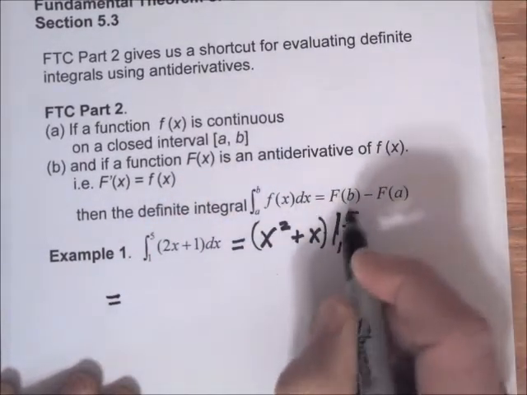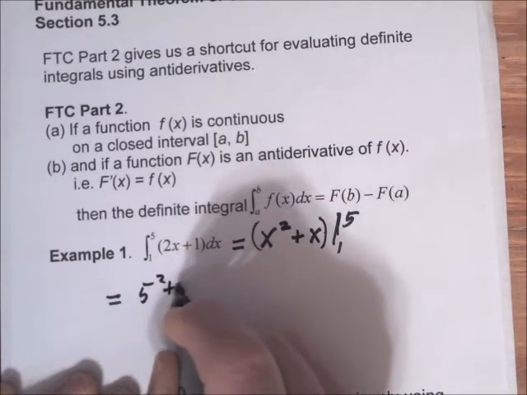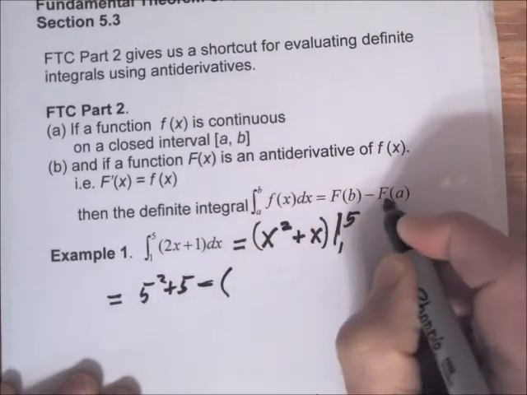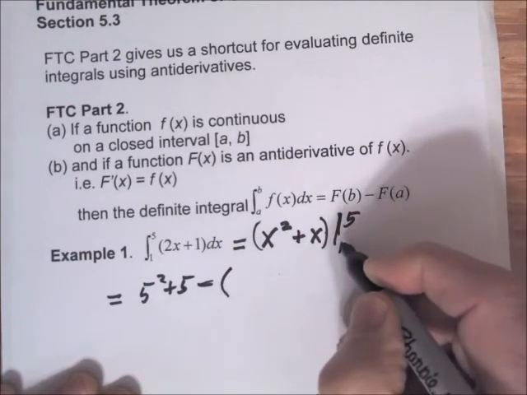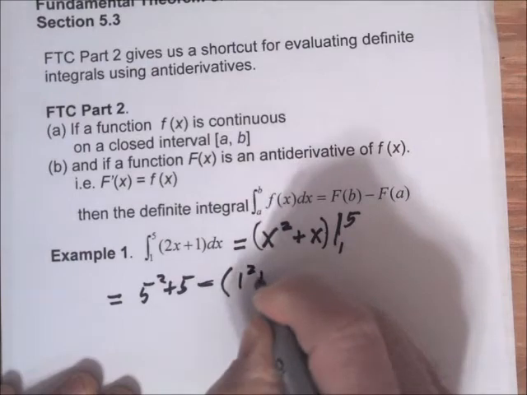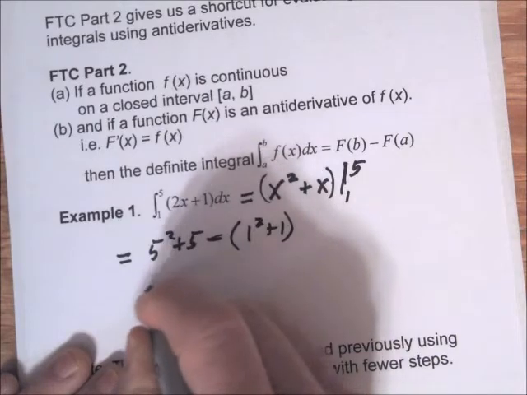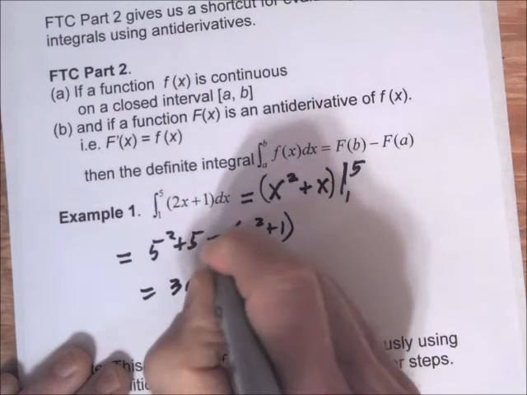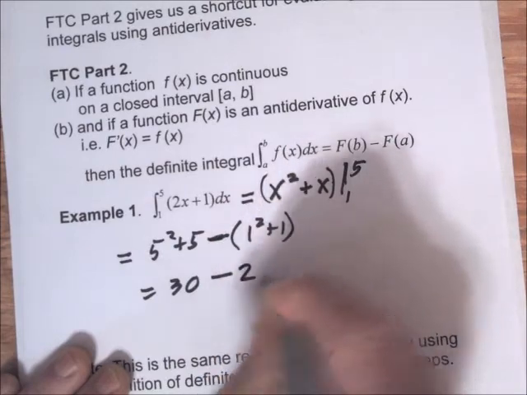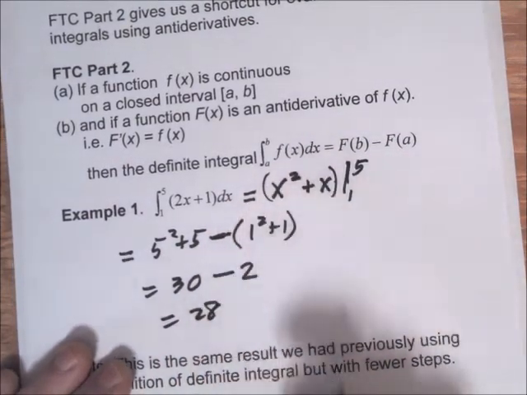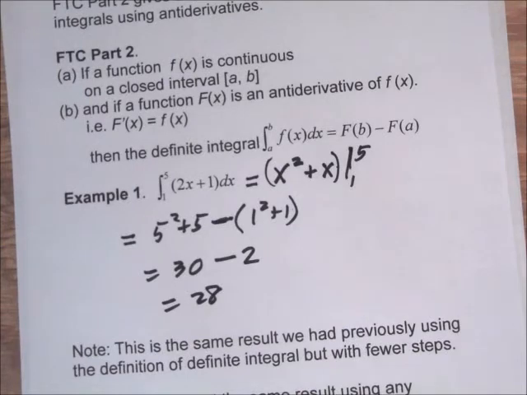If we evaluate at 5, this is going to be 5 squared plus 5, and then we want to subtract off capital F of 1, so it's going to be 1 squared plus 1. 5 squared plus 5 is 25 plus 5, which is 30. 1 squared plus 1 is going to be 2. 30 minus 2 is 28. So that's the same answer we had before, but we're using an antiderivative to evaluate the definite integral, and it's a shortcut. It's a much shorter process.